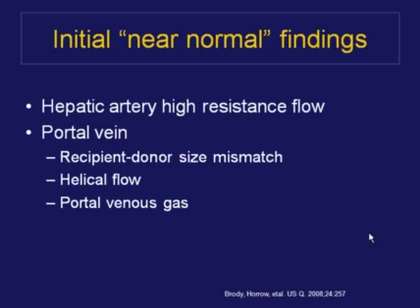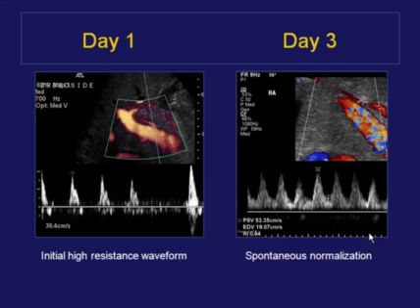In the immediate perioperative time period, there are a variety of things that can change a bit in both the hepatic artery and the portal vein, which are considered within the range of normal. They may be followed and typically resolve, but one wouldn't want to act on it or return a patient to surgery or other procedures, so it's important to know about them. These involve a high resistance waveform in the hepatic artery and a variety of portal vein issues, which we'll look at.